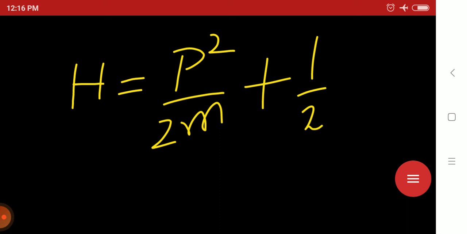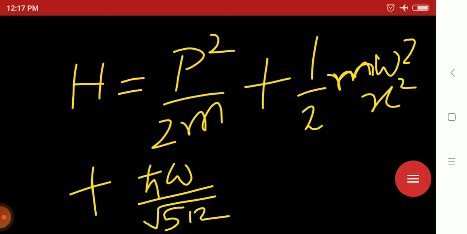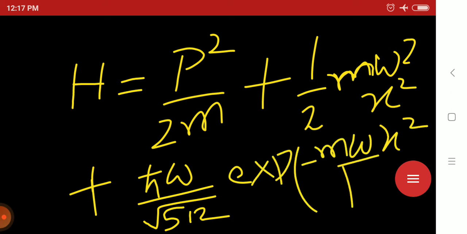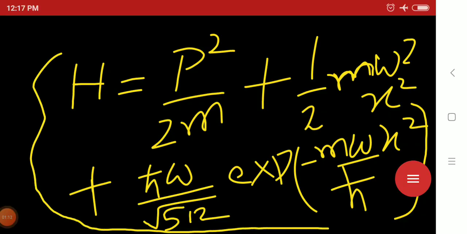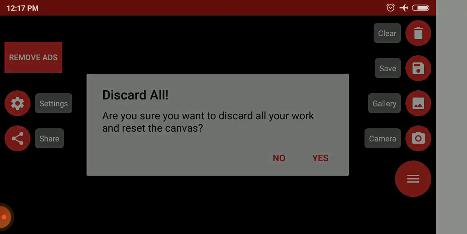So what was given in the problem? A Hamiltonian was given, that was p square by 2m plus half m omega square x square, that is the kinetic energy term and potential energy term, you all know, plus a perturbation term was there. What was that perturbation term? The perturbation term was h cut omega by root 512 exponential of minus m omega x square by h cut. This was given in the question. Now it is a perturbed Hamiltonian, and it was asked what will be the ground state energy to the first order perturbation correction. So let's discuss how to do this problem.